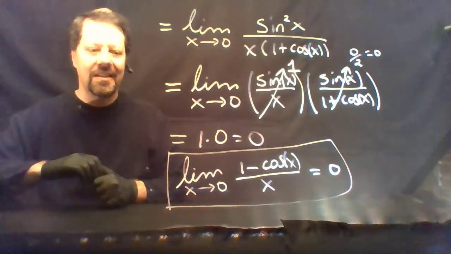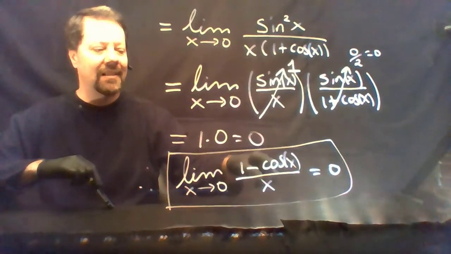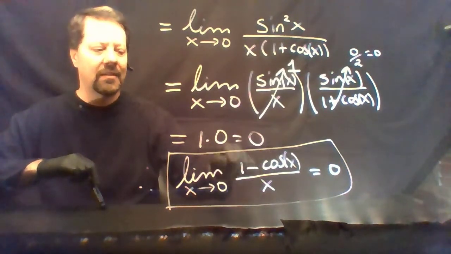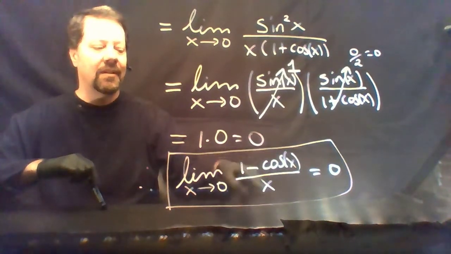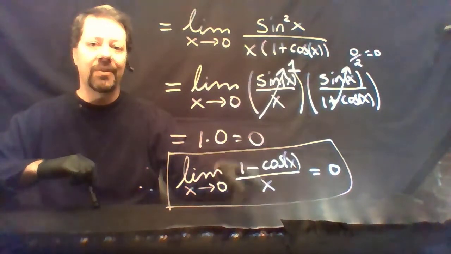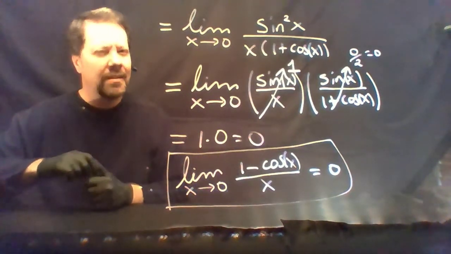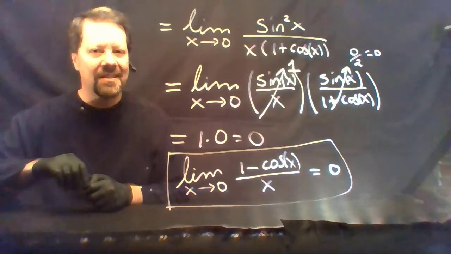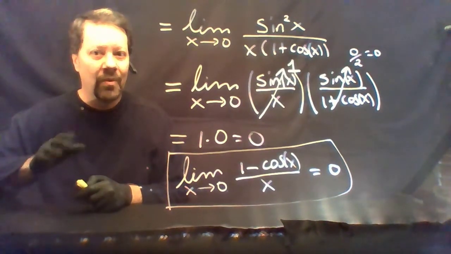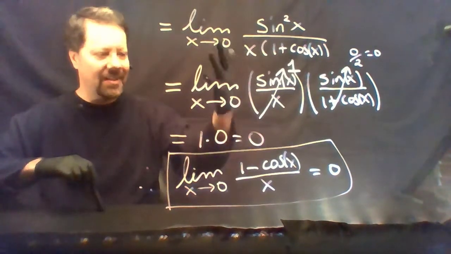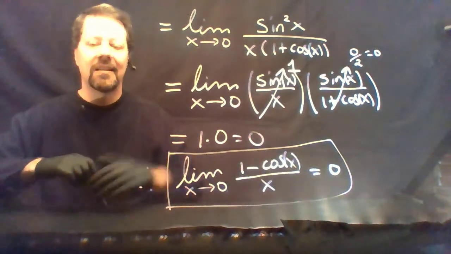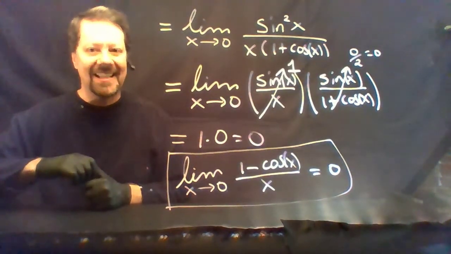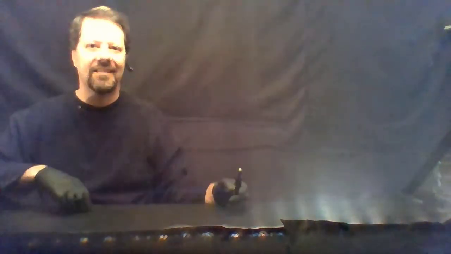You can see that if you just plugged x equals 0 in, cosine of 0 is 1, 1 minus 1 is 0. The bottom goes to 0 too, 0 divided by 0. What does 0 divided by 0 mean in the context of limits? More work. In this case, all of this extra work tells us that the limit ends up being 0.